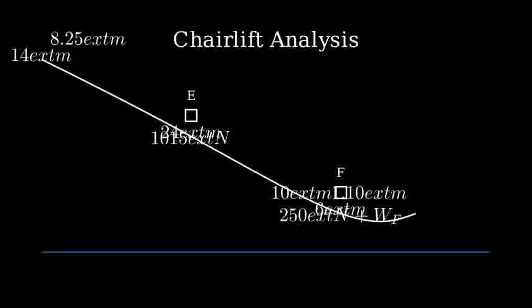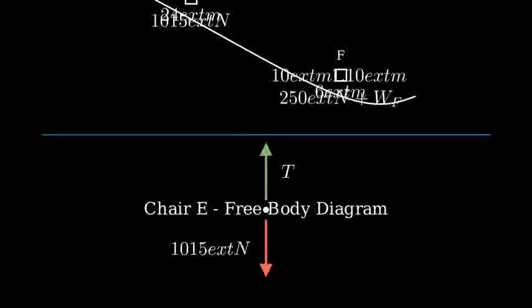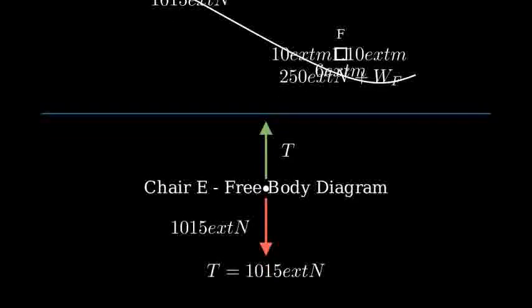Let's analyze the forces on chair E. We have the tension in the cable acting upward and the total weight of 1,015 newtons acting downward. Since the system is in equilibrium, these forces must be equal in magnitude.